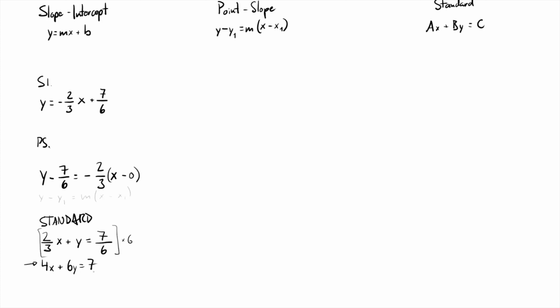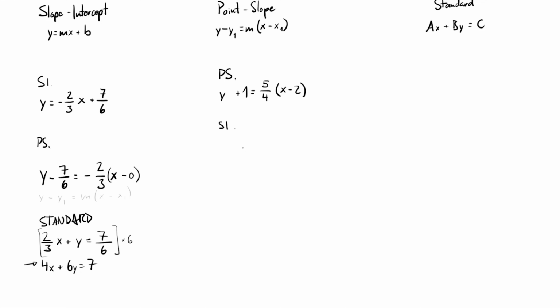Okay? So that's changing between slope-intercept, point-slope, and standard form. Now let's move on, and I'll give you an equation in point-slope form. Okay? And this equation is going to be y plus 1 equals 5/4 times x minus 2. And let's try and get that in slope-intercept form.